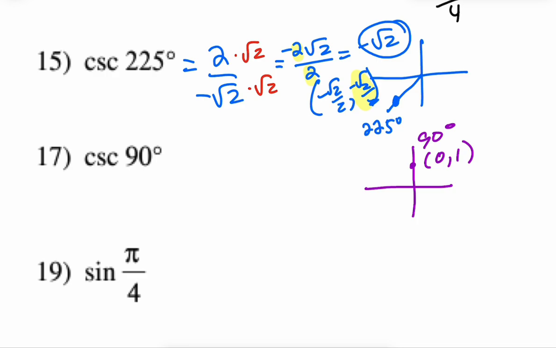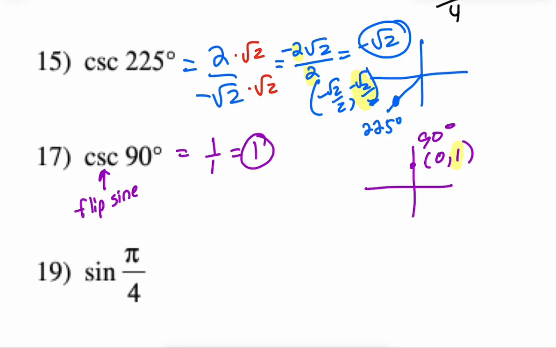Next, after we've drawn the picture, we've got to remember what cosecant is. Cosecant is the reciprocal of the sine. So we've got to flip that sine over. So the sine value is the y value. So that's 1 over 1 or 1. So the answer to 17.